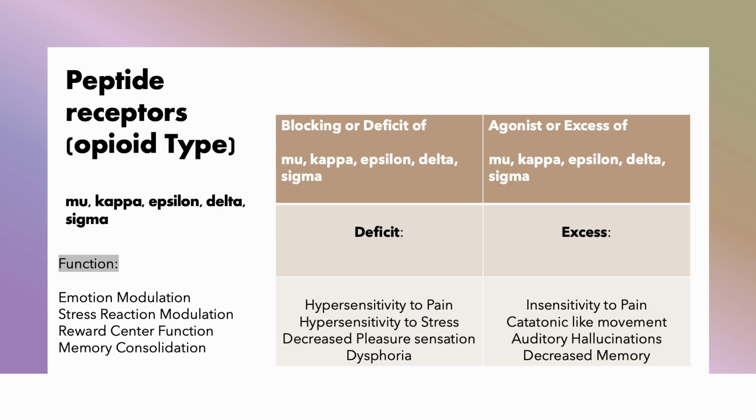Peptide receptors, the opioid type, are mu, kappa, epsilon, delta, and sigma. The function is emotion modulation, stress reaction modulation, reward center function, and memory consolidation. Deficit of peptide receptor opioid type causes hypersensitivity to pain, hypersensitivity to stress, decreased pleasure sensation, and dysphoria. An excess of these opioid receptors causes insensitivity to pain, catatonic-like movement, auditory hallucinations, and decreased memory.